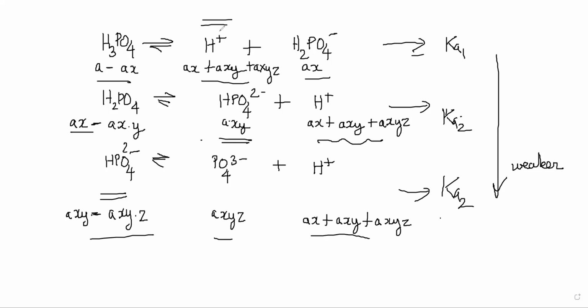Because already H plus is present, right? And there will be a huge difference between the Ka1 and the Ka2 and Ka3 values, right? You'll be able to make many simplifying assumptions here. So most of the time you will be able to ignore, say, AXY, AXYZ with respect to AX or something, right? It will become simple when you look at the actual values.